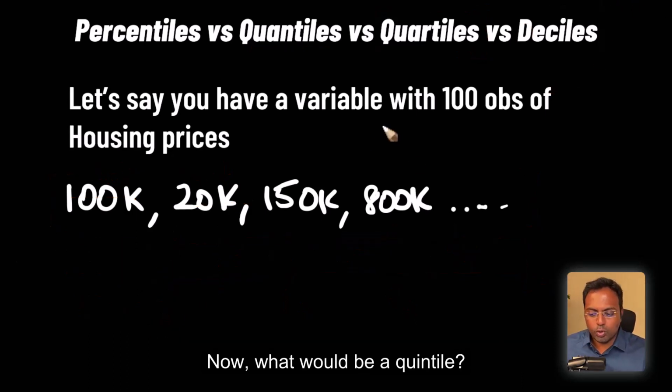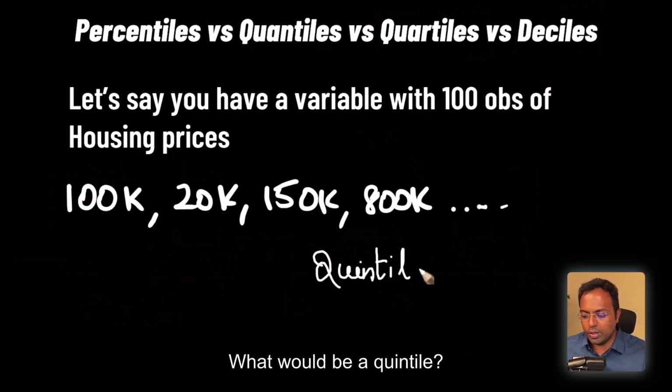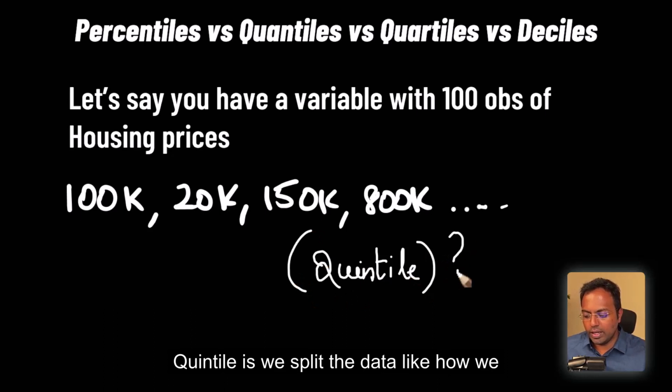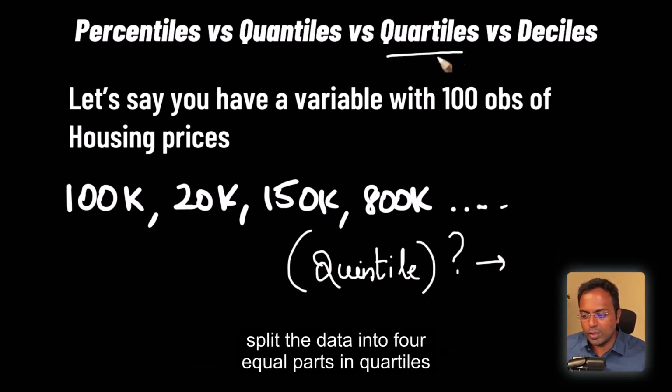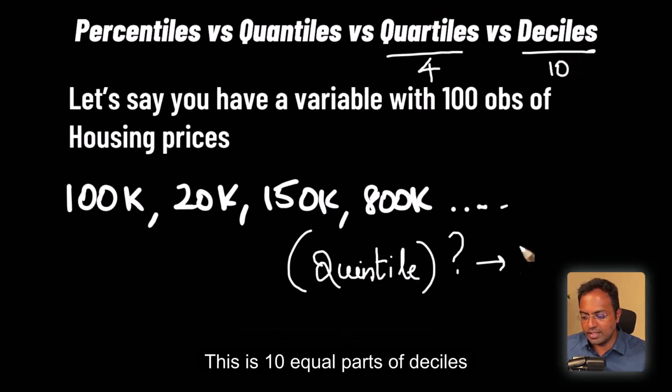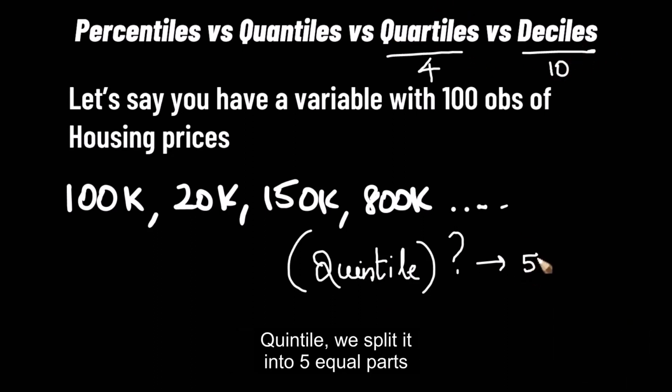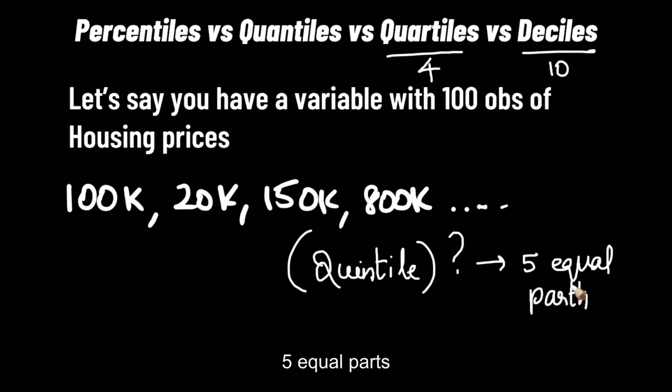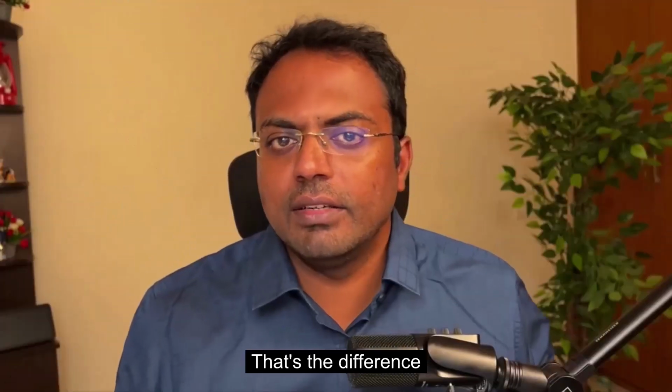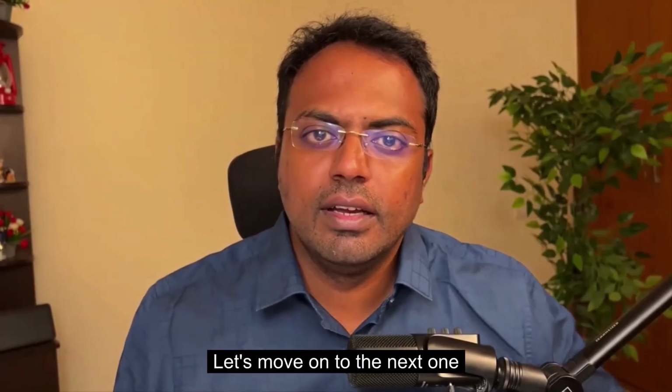Now, what would be a quintile? Quintile is, we split the data like how we split the data into 4 equal parts in quartiles and 10 equal parts in deciles. In quintile, we split it into 5 equal parts. So that's the difference. Hope this is very clear. Let's move on to the next one.